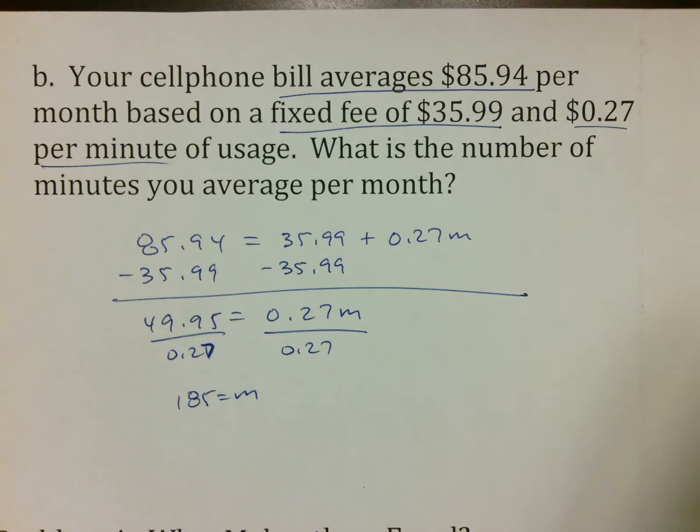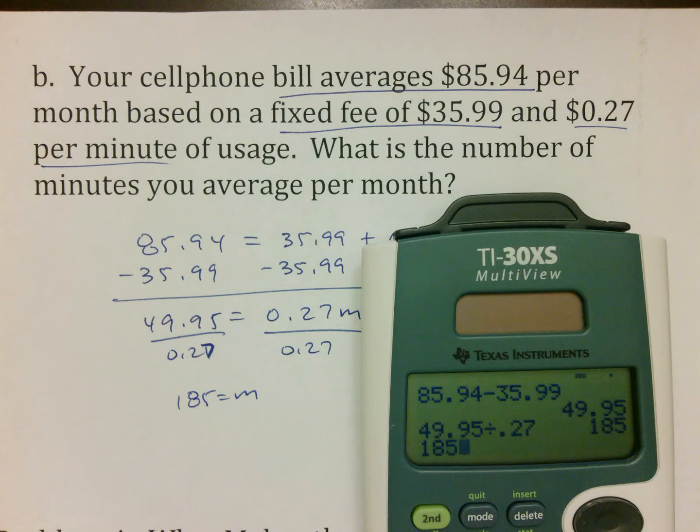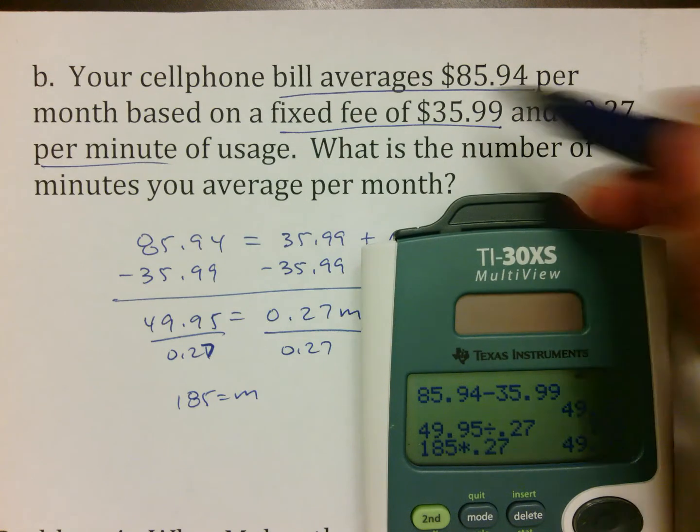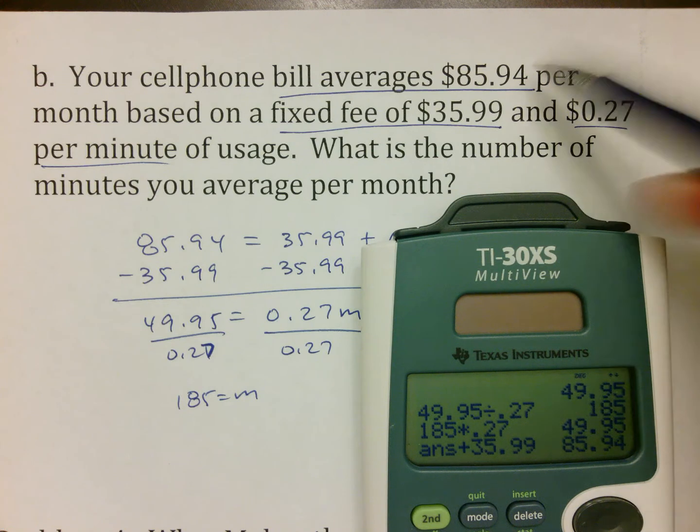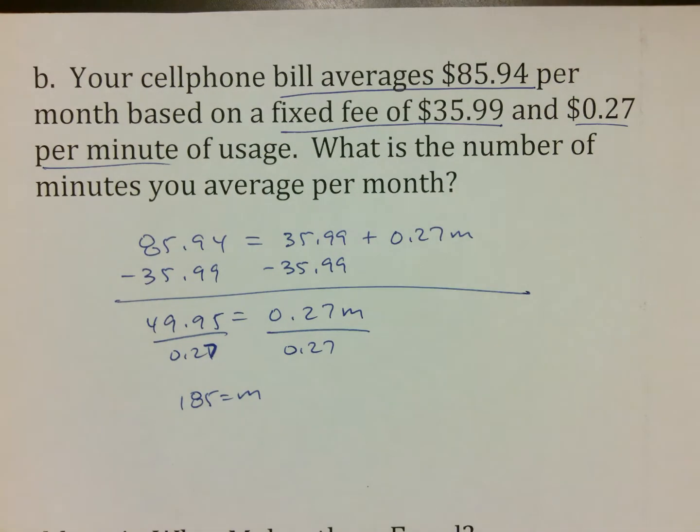And again, we can check that by taking the number of minutes, 185, times the cost per minute, which is 0.27, and adding the fixed fee of $35.99 to make sure that this number matches that number, which it does, and so we know we got it right. If it doesn't match, we'll just adjust your numbers.